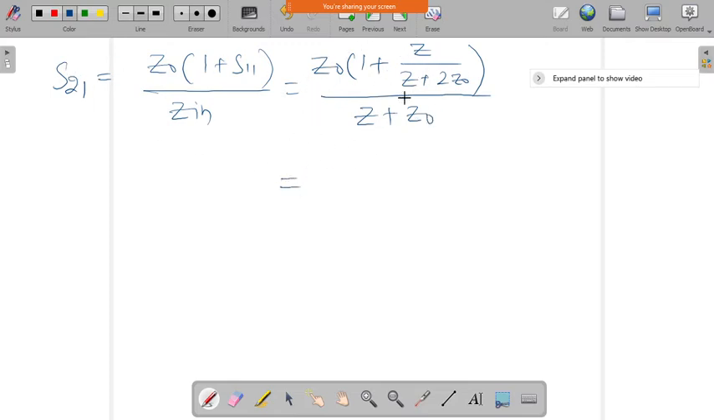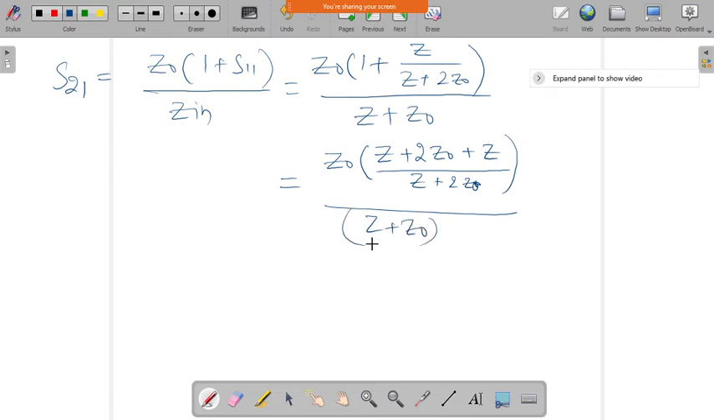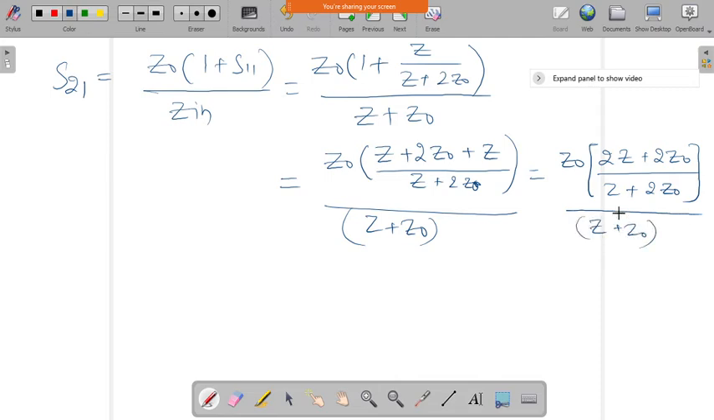Now if I simplify this, we get Z naught into, taking the LCM, Z plus 2 Z naught plus Z, divided by Z plus 2 Z naught, and this divided by Z plus Z naught. So we get Z naught into 2Z plus 2Z naught, divided by Z plus 2 Z naught, divided by Z plus Z naught. If I take 2 common here, Z plus Z naught and Z plus Z naught cancel each other, and we remain with 2 Z naught divided by Z plus 2 Z naught. So this is your S21.